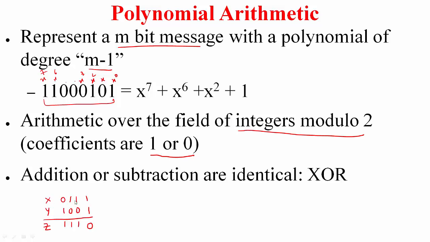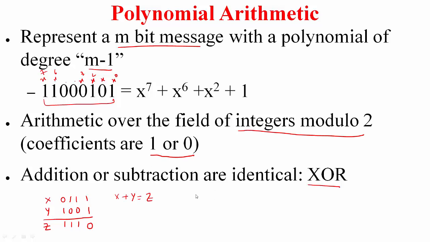So here is an example where I'm adding x and y represented by these bits. Here 1 plus 1 is 2, but I'm taking modulo 2, that becomes 0. So remember, there is no carry here. You just do modulo 2. So 1 modulo 2 is 1, 1 modulo 2 is 1, 1 modulo 2 is 1. So x plus y here is equal to z. When you're doing arithmetic over the field of integers modulo 2, it turns out that addition and subtraction are identical. Basically, it boils down to XOR. As you can see here, z is nothing but an XOR of x and y.